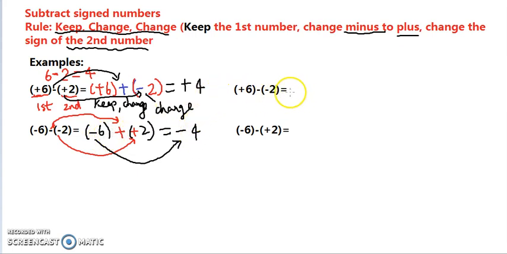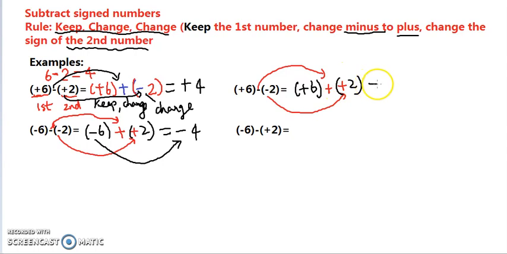Okay, next example, keep, change, change. So we keep positive 6, and we change this minus to a plus, and we change the next minus to a plus, and we get positive 6 plus positive 2, and that's the addition. They have the same sign, plus and plus. If they both have plus, we keep the plus sign and add 6 and 2.